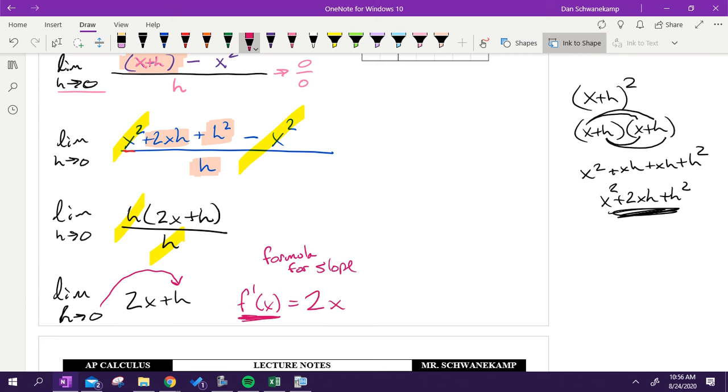Do you remember doing that on Friday? Remember how we had the little parabola and you had to draw the line? You got 2x. We just did it algebraically. On Friday, we did it with a graph. Today, we did it algebraically.